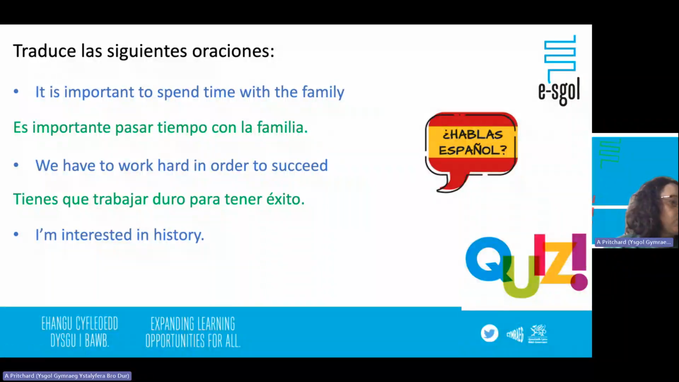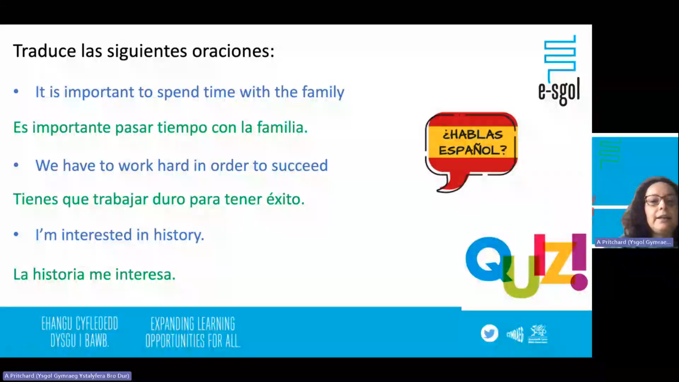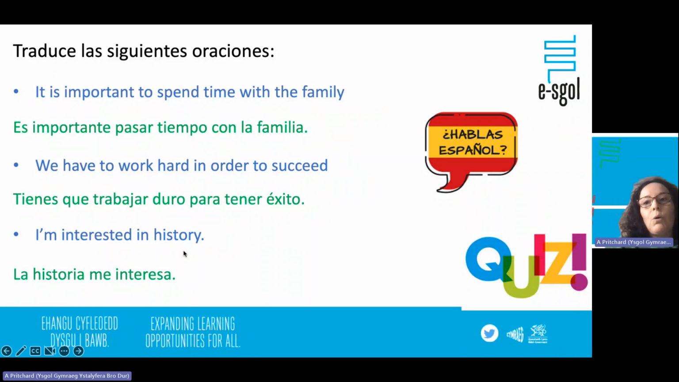And then the third one, I'm interested in history. So if you remember, I'm interested in was one of the phrases I put on the useful phrases page on the slide. So here it is. La historia me interesa, or you could switch it around, me interesa la historia, okay? And again, you can switch history for another subject, or la moda, fashion, or jugar videojuegos, playing video games, or anything else, just recycling this phrase me interesa in various situations.